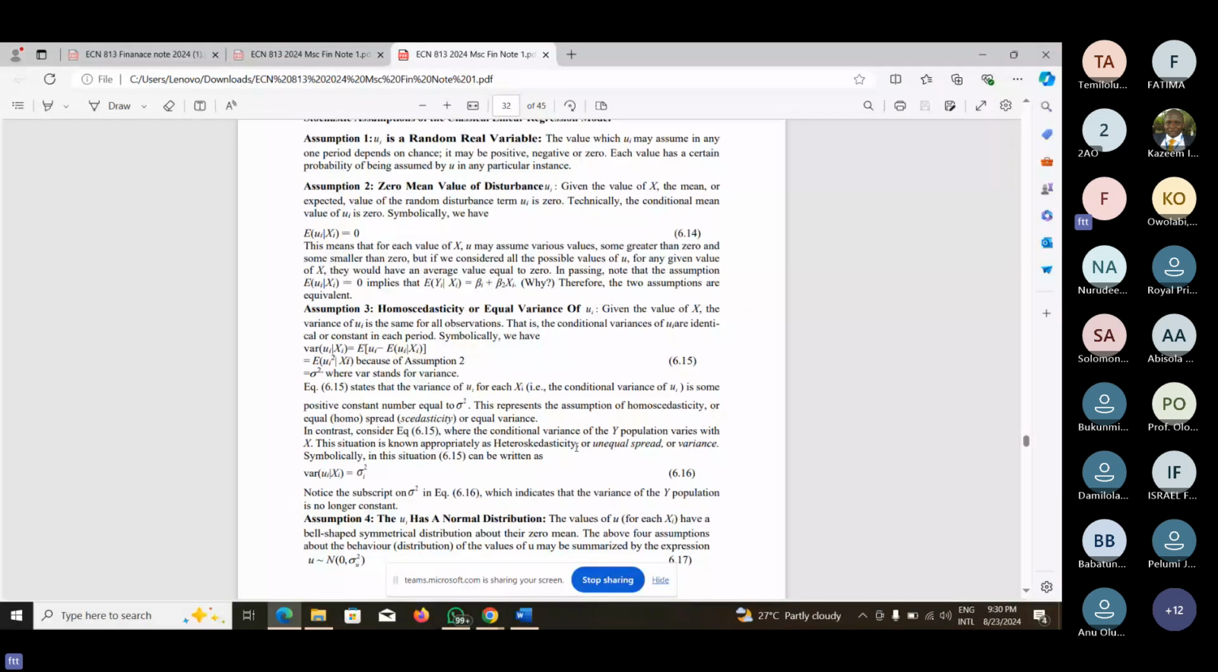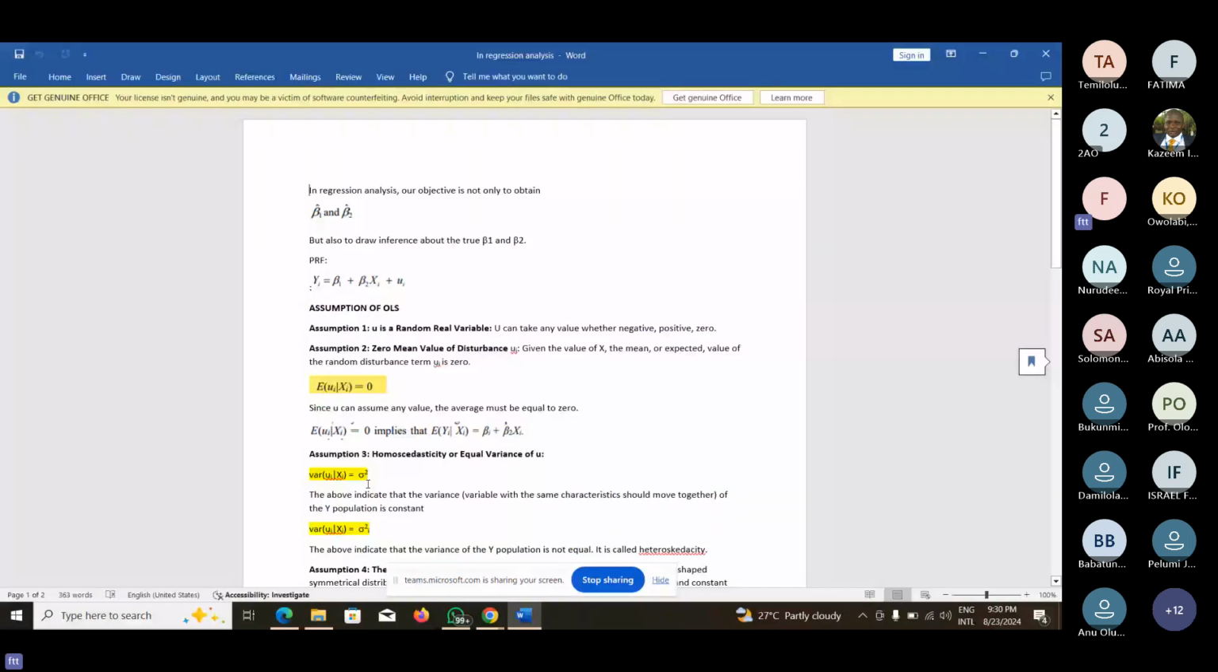Okay, so let's continue. So they should move in the same direction, like the deviation should be the same thing. So that's homoscedasticity: equal spread. Sorry, I want to see what I jotted down here. So the above indicates that variables with the same characteristic should move together. That means the variance of the y population is constant. So it's in our notes. So that's just what homoscedasticity is.